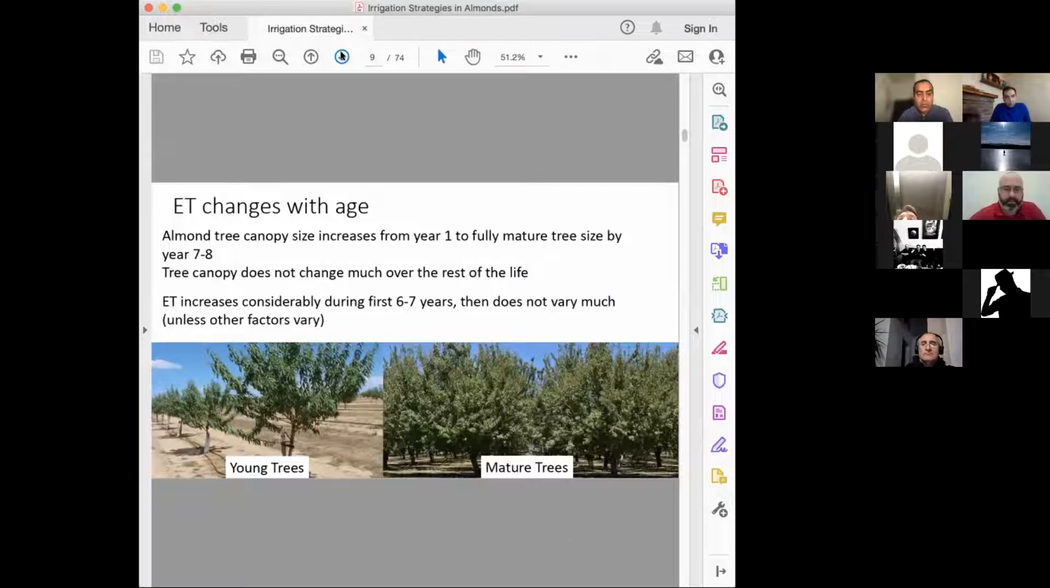So the first 6 or 7 years, right from the planting all the way to attaining mature size, that's when evapotranspiration increases considerably every season. So for young trees, we have to calculate the evapotranspiration differently.